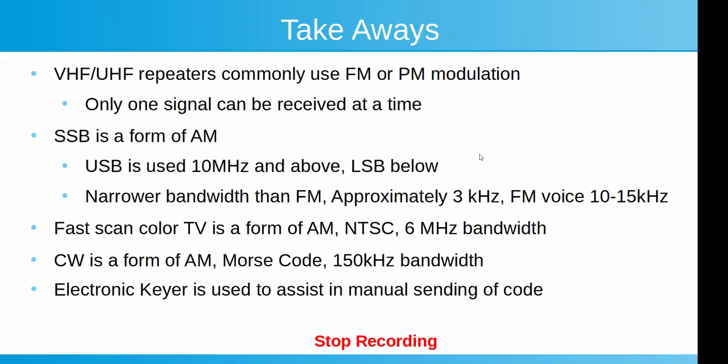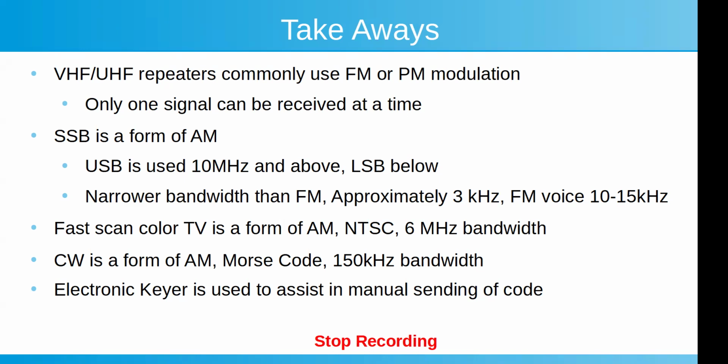Okay, so we learned that VHF, UHF repeaters normally use FM or PM. It's really hard to tell the difference from a listening standpoint. I understand the human ear can't tell the difference. Single sideband is a special case of amplitude modulation, where we're only transmitting one sideband. And we use upper sideband above 10 megahertz and lower sideband below 10 megahertz. It has a narrower bandwidth than FM. It's approximately 3 kilohertz, where FM is 10 to 15.